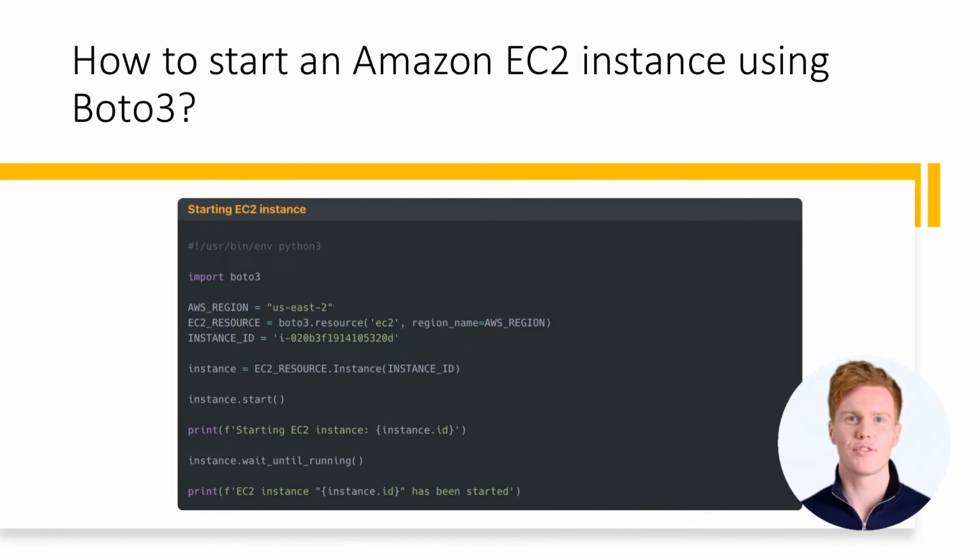To start an EC2 instance, you need to use the start method of the EC2 instance class. Optionally, you can use the wait until running method to wait for instance state change before doing other actions with the instance from your code.